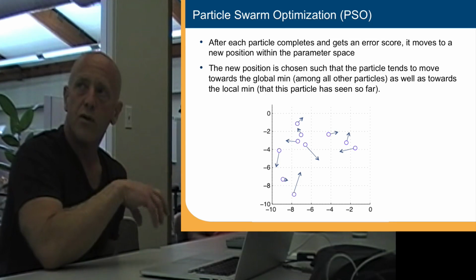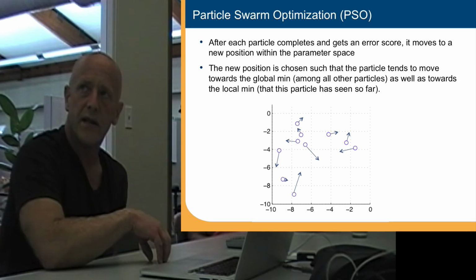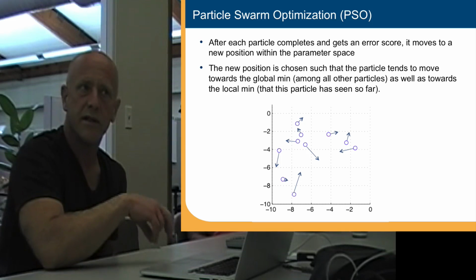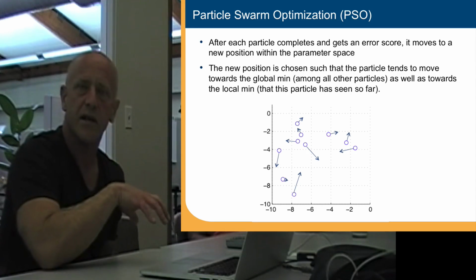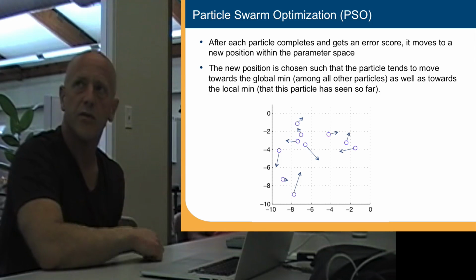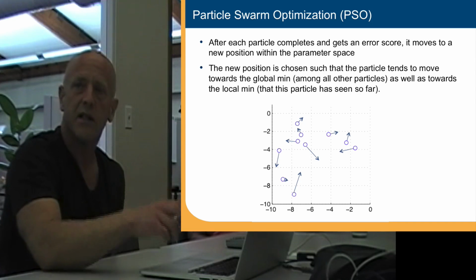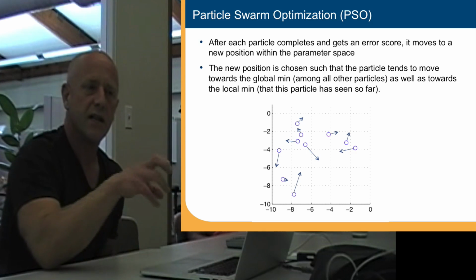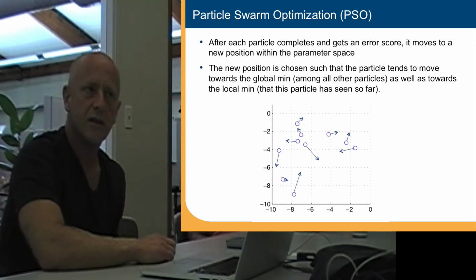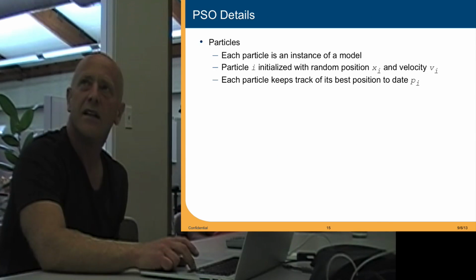Where it moves is a combination of the global best among all the particles so far, and the local best that this particle has seen. It uses a weighted sum of those to figure out where it should move in the parameter space. So a particle will move to another position, and we repeat, so that they're continually moving through the space. The idea is that eventually they'll all gravitate towards, hopefully, the global minimum. That's the goal of these.